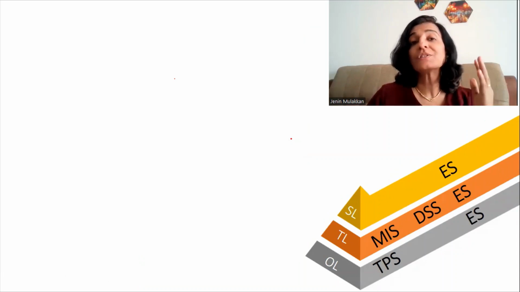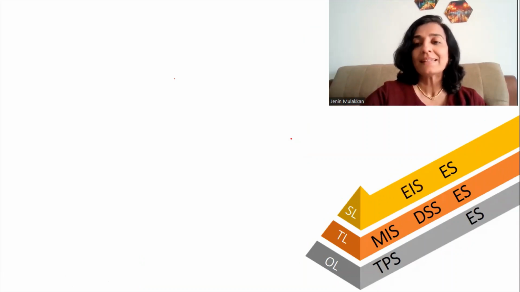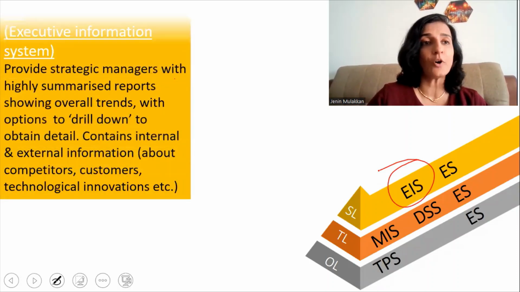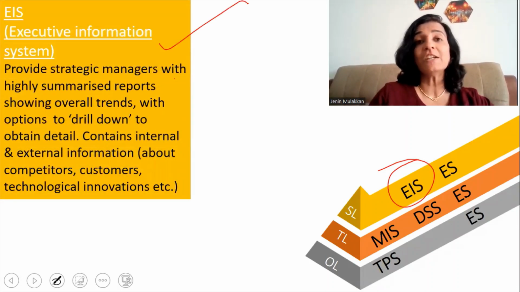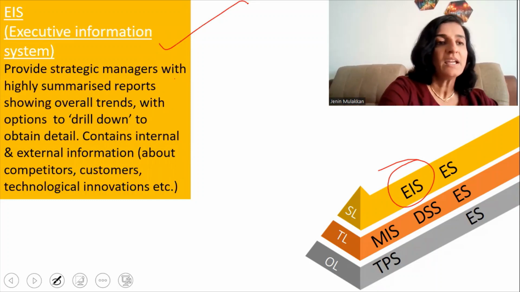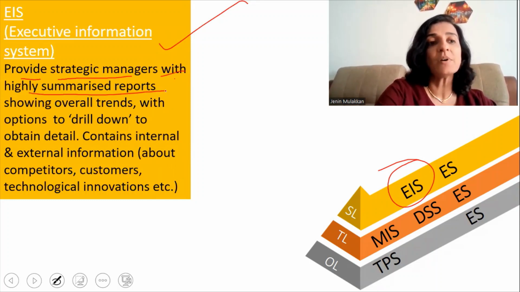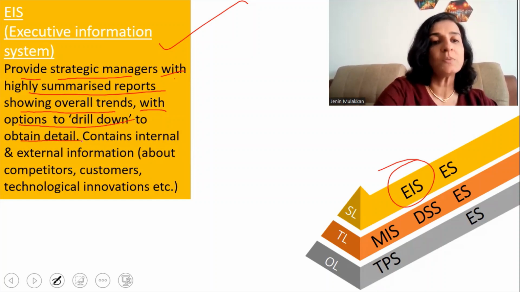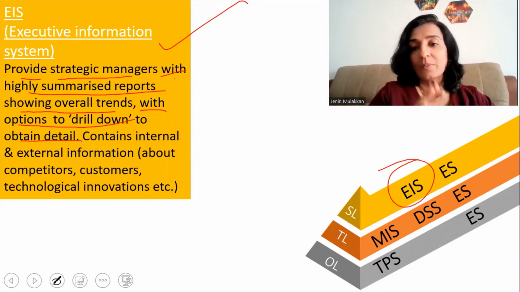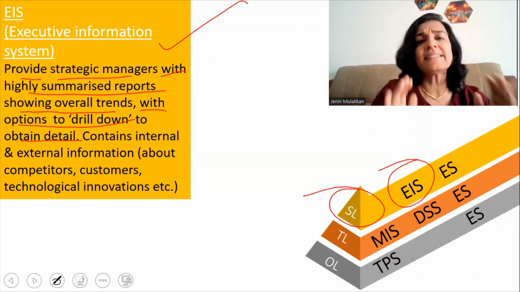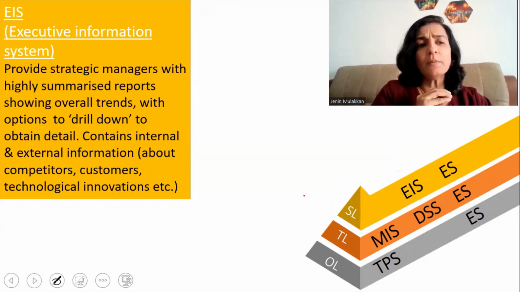Now we will move on to the next information system, that is EIS. Now EIS stands for Executive Information System. It provides strategic managers with highly summarized reports showing overall trends with options to drill down to obtain detail. So basically, it is for the strategic level and it is highly summarized. And what do these summary reports show?